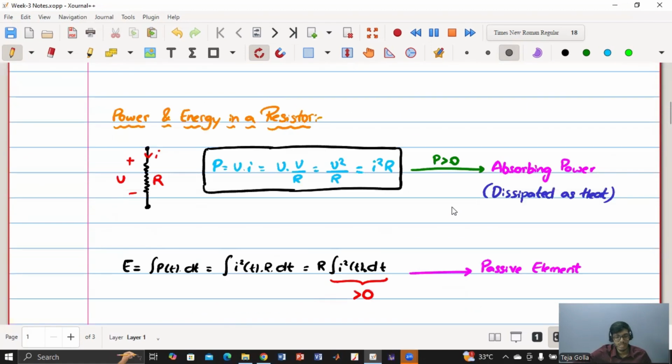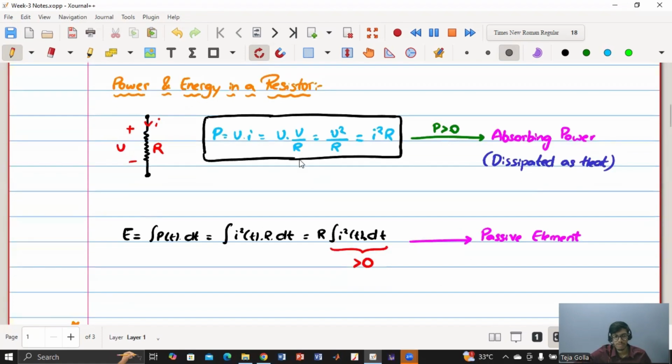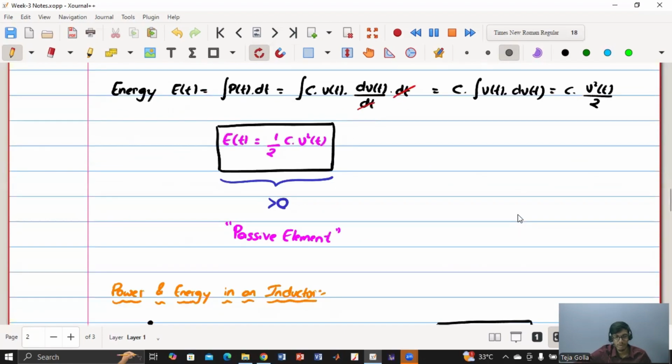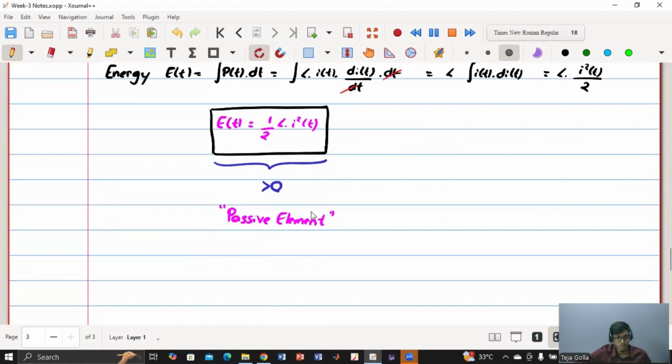But in the case of a resistor, power is also positive, so it cannot even deliver power. It can only absorb power. It cannot deliver power in any case. That's why power in a resistor is always positive and it always absorbs power. Whereas L and C can absorb power for some time and can deliver power. However, energy is always positive, and that's why they're passive elements. Is that clear?